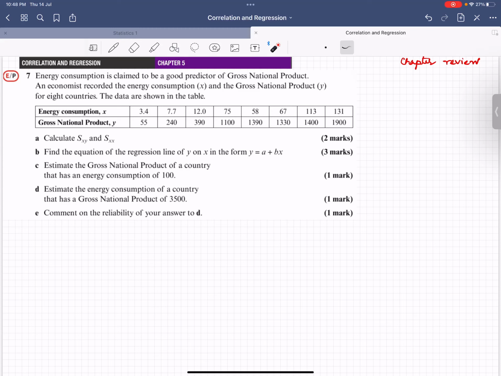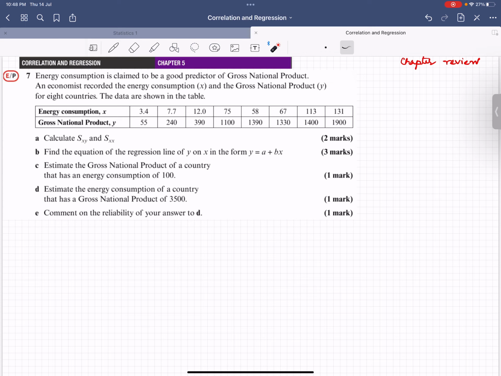Chapter Review, question number 7. Energy consumption is claimed to be a good predictor of gross national product. An economist recorded the energy consumption X and the gross national product Y for 8 countries. The data are shown in the table.